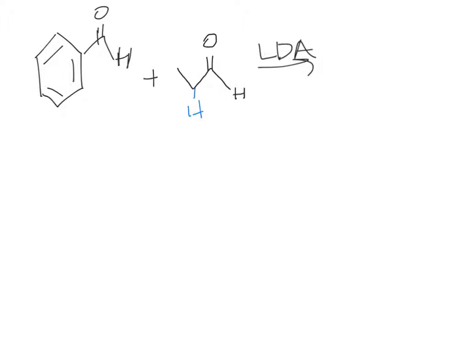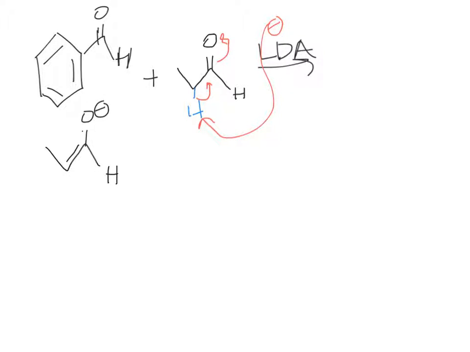It's right there. So the base, LDA, has electrons. It's going to come in, take that alpha proton, which is going to push electrons back onto our molecule, pushing these electrons out onto oxygen. That is going to form our enolate, so our oxygen with a negative charge, just like that.